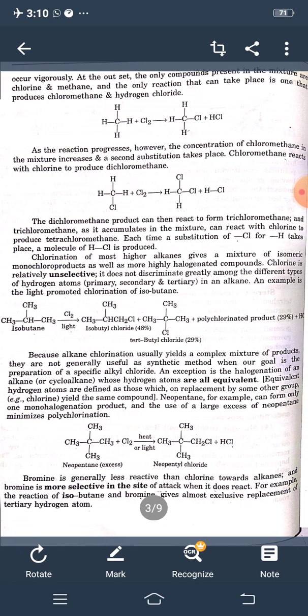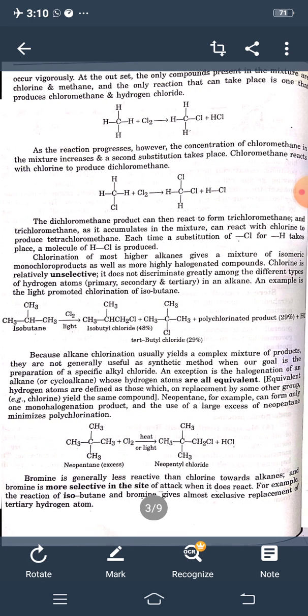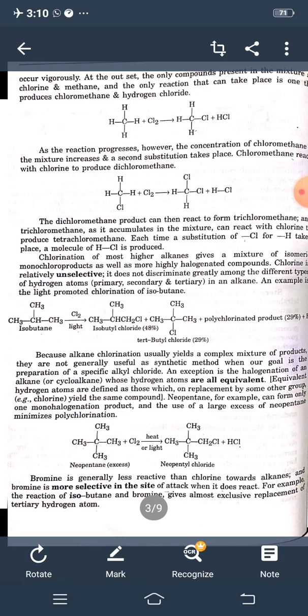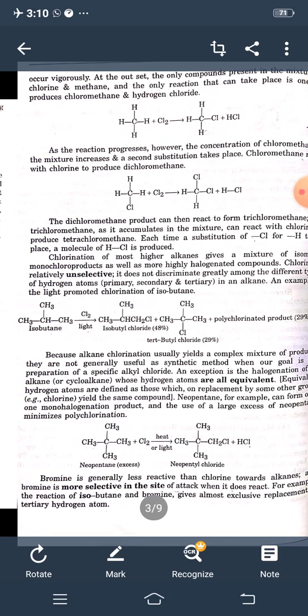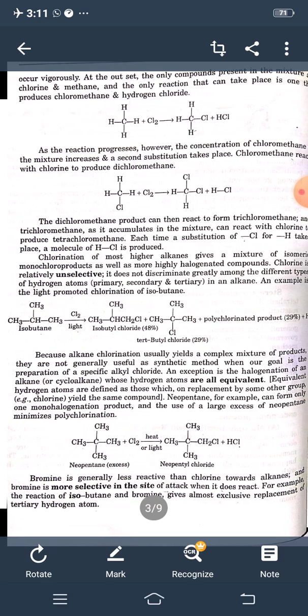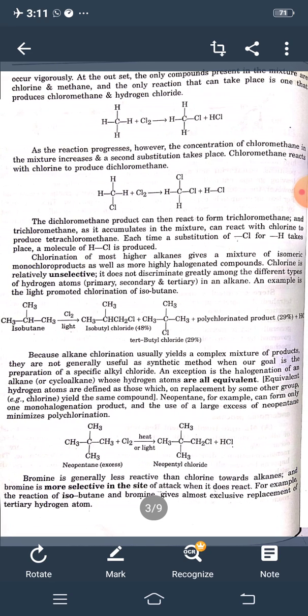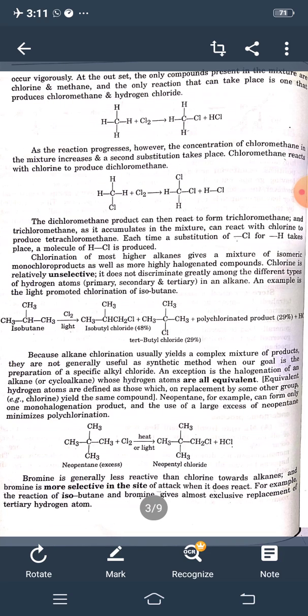Now we can take another example, for example isomeric monochloro products. Isobutane reacts with chlorine to form isobutyl chloride, approximately 48% product is formed, and tertiary chloride is formed. So in this mechanism we can take reactivity and selectivity. Means if a compound is more reactive, then its selectivity will decrease. So in neopentane, if it reacts with chlorine under heat and light, then it gives neopentyl chloride.